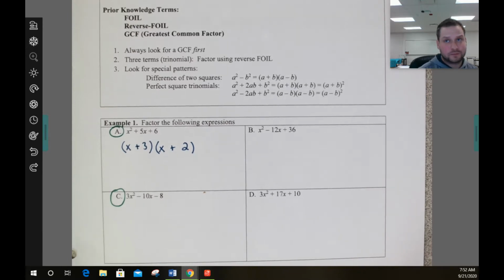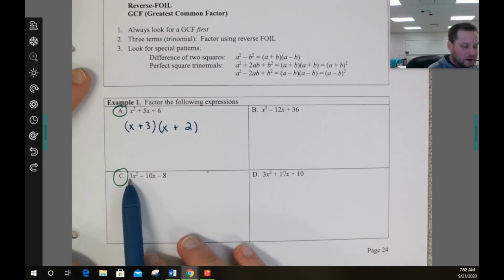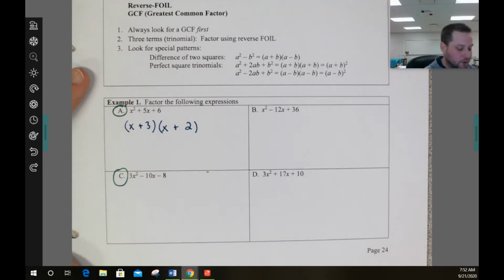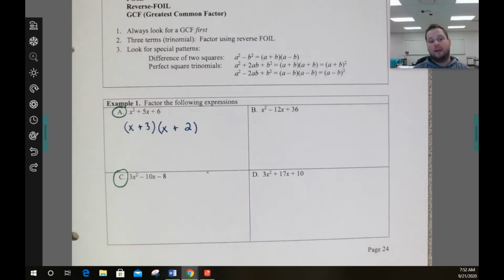For C, we look at C. I notice that we have an a out front. Okay, so it's not 1 anymore. We have a number out front greater than 1. Still, first step, look for a GCF. 3, 10, and 8 do not have a GCF at all. So we have to factor this.